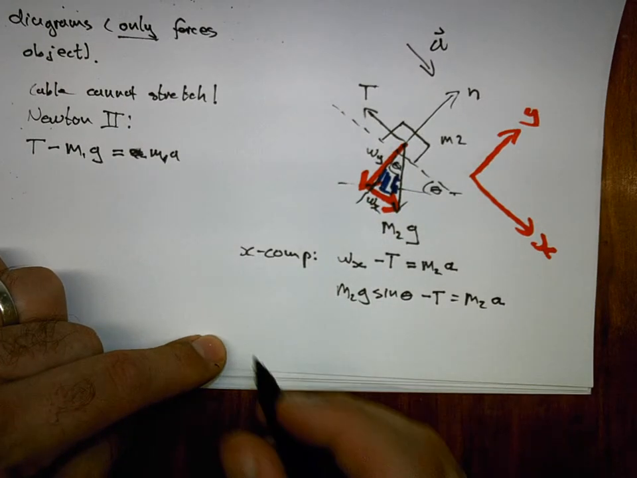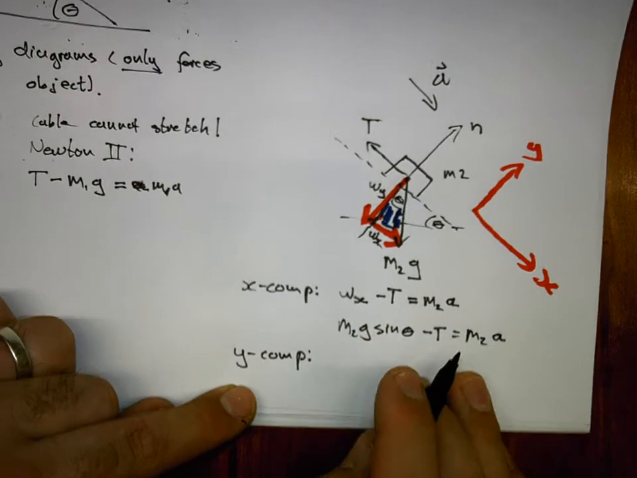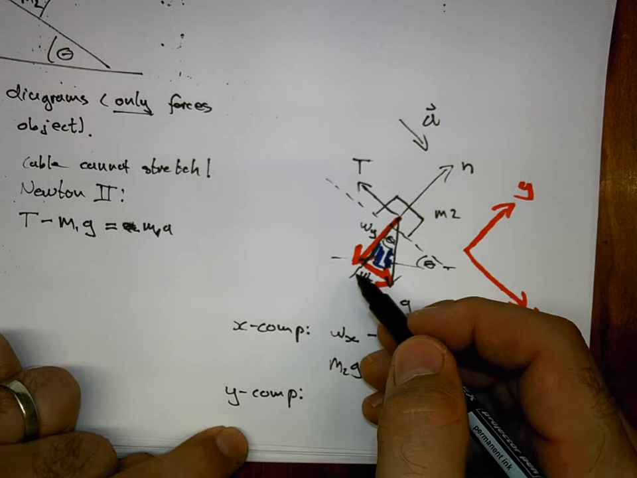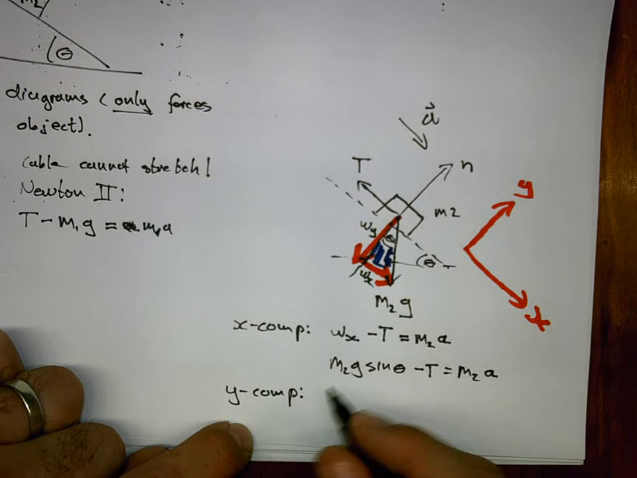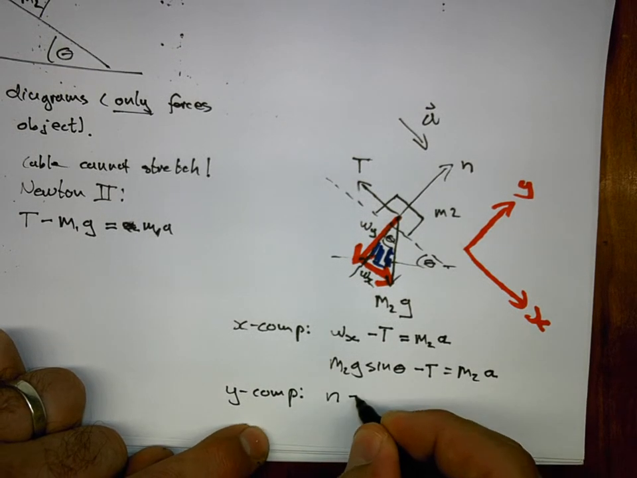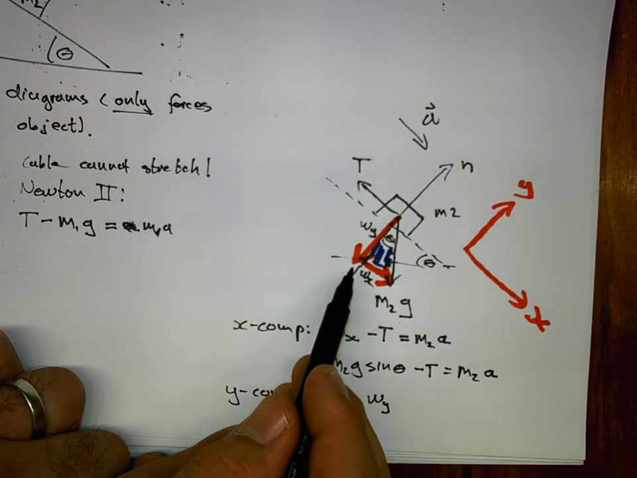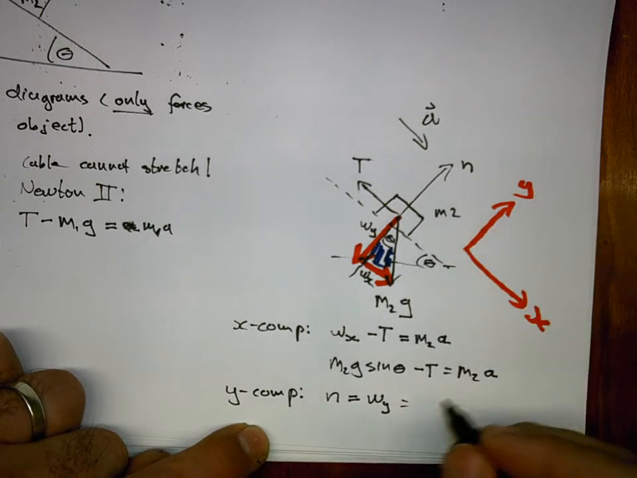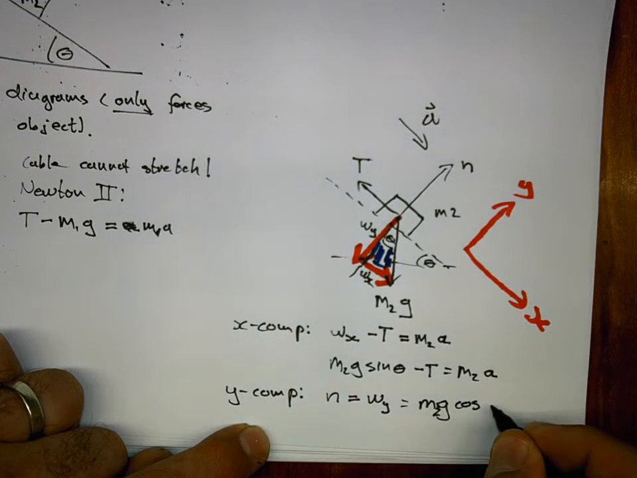And we can also look at the y components. For the y components, we've only got two. We've got the normal force, we've got the y component of the weight. There's no acceleration along the y direction, so they must completely balance. So we know that the normal force must be equal to the y component of the weight. The y component of the weight is related to this side, which I know, through m times g, sorry, it's m2 times g times now the cosine of theta.